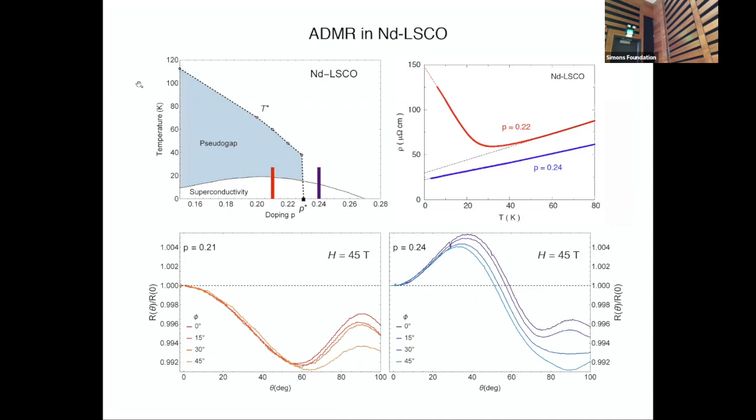So what you see immediately is that the ADMR at 24% is completely different from the ADMR at 21. So if this is telling you about the topology of the Fermi surface, then that topology changes. Okay, so we've got our hands on the Fermi surface change across this doping. I can show you that on this side, we have a detailed understanding of all these curves and all the wiggles and all the details, given the ARPES-determined Fermi surface.